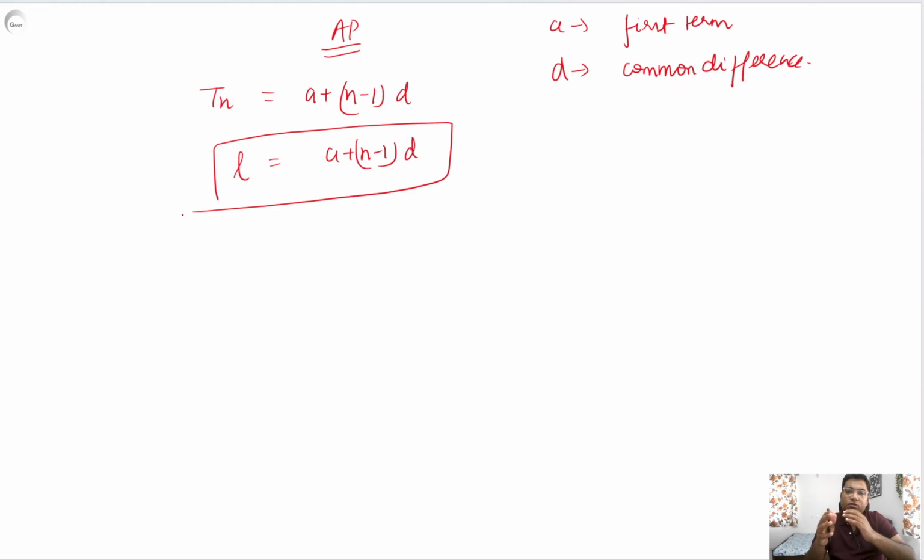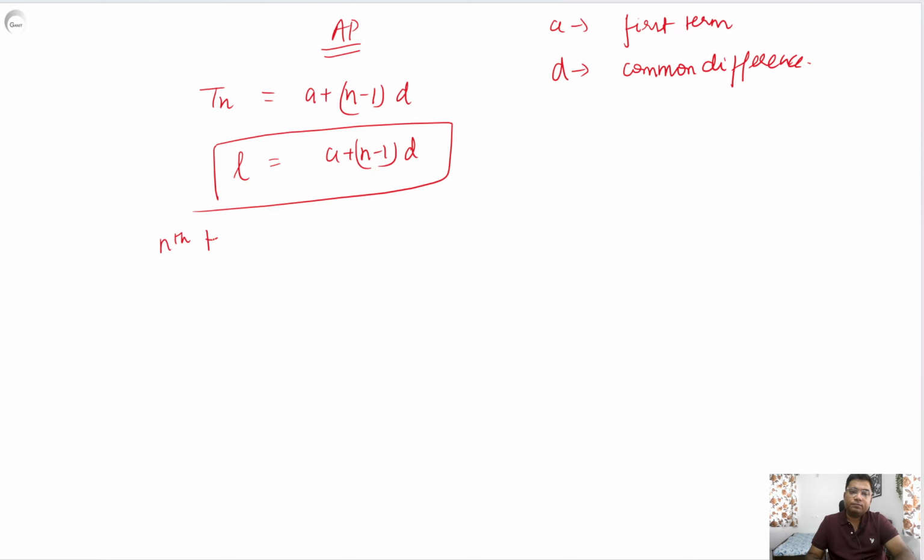Sometimes they will be interchanged. So while solving a question, if it is mentioning anything about the last term, please do not hesitate to use the same formula. A plus (n minus 1) into d pretty much resembles the last term as well. Okay. Now there is another formula related to the positioning of a term I want to talk about.